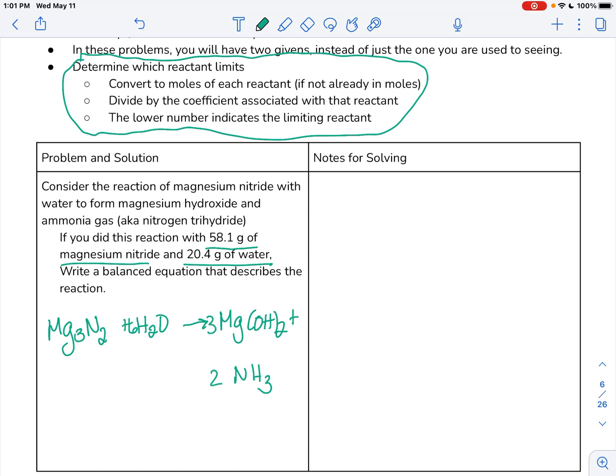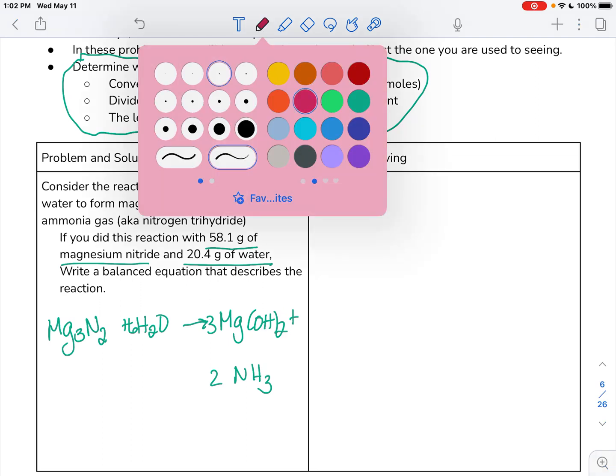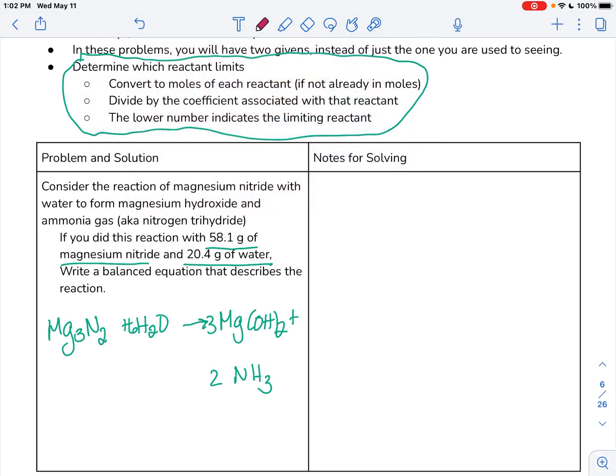And that's all we have to do for this problem. I don't even have anything to write in the notes for solving because it's just writing the problem and then balancing it. What I am going to do, just to make my life a little bit easier, is write my givens right underneath the reactants. So I know I have 58.1 grams of this and 20.4 grams of this. You do not have to do that. I just find it very helpful to have that in my reaction.